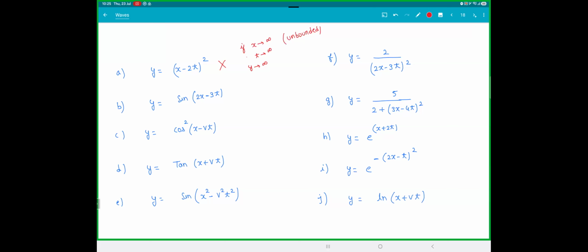Sine function is bounded, continuous. Yeah, this works. It looks like f of x plus minus vt. Cos square also works. You can write it as 1 plus cos 2 theta. There's no problem. Fourth doesn't work. Why? Tan 90 is undefined. It will go to infinity. What about E? E is a good one.